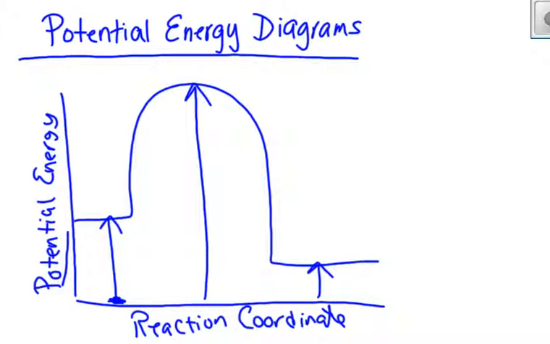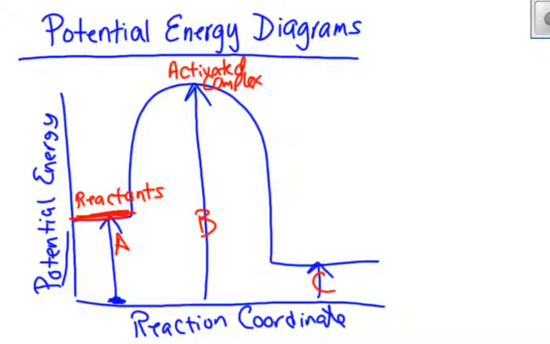So let's label A. We'll label B and C. What the potential energy diagram is showing you is over here on the left-hand side, these are your reactants. And we're following the progression of a reaction. Getting to the top of the hill has a special name. This is called the activated complex. Kind of like a transition state, and coming down and forming products. So we're looking at the reaction pathway.